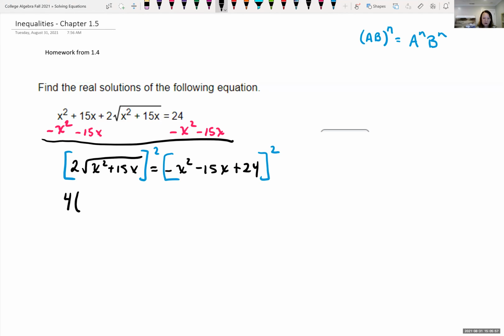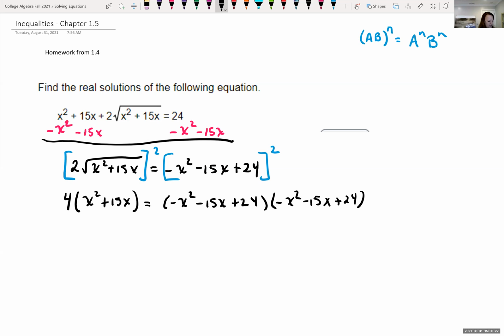Parentheses, squaring the square root is going to give me back the radicand, what's underneath the radical, which is x squared plus 15x. Then we need to be careful on the other side because we need to distribute negative x squared minus 15x plus 24 all times negative x squared minus 15x plus 24. So we're going to get some huge numbers, it looks like, in here. So let's distribute our 4 to each term on the left-hand side.